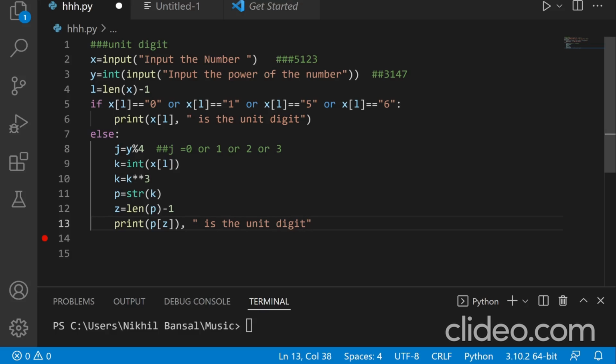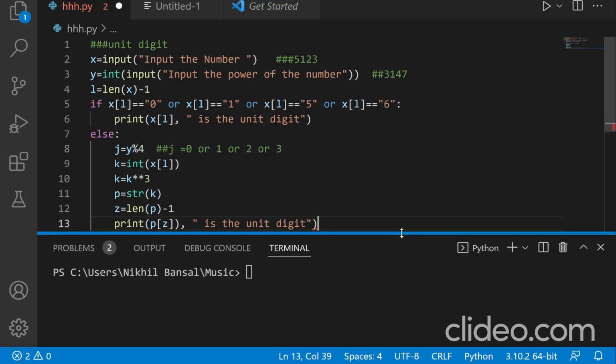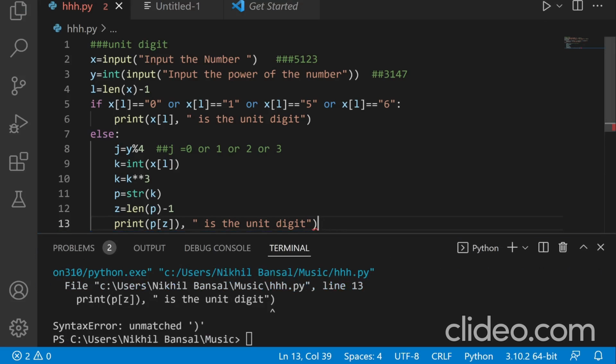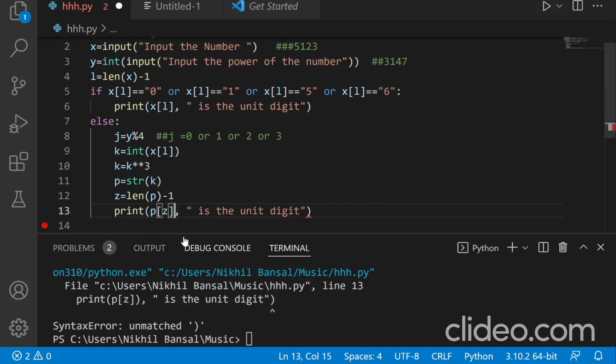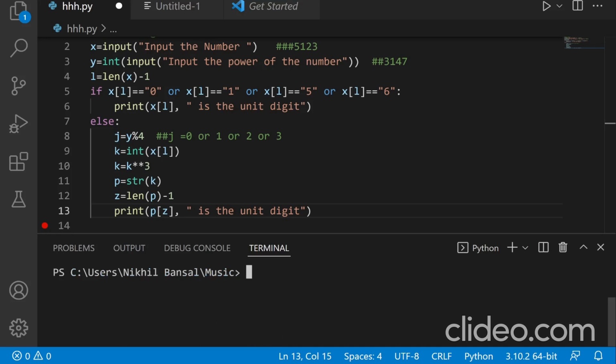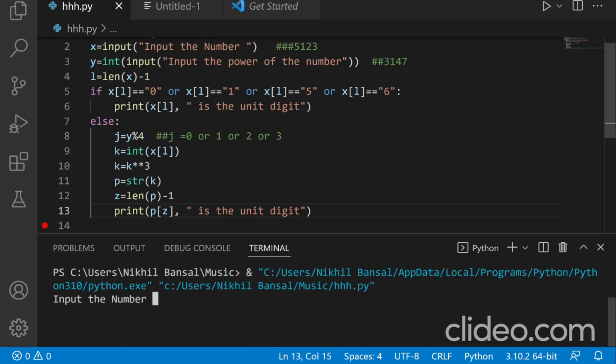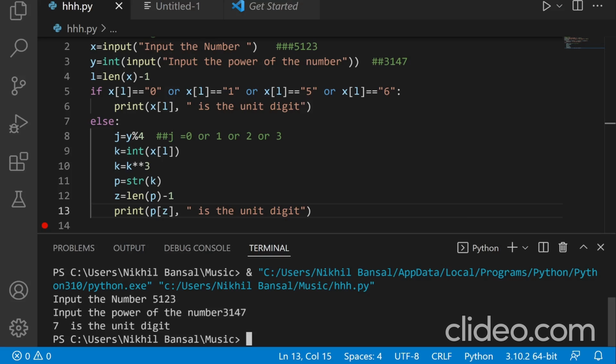Correct, guys? I hope it's okay. No syntax error I can see. So let's run this program now. Okay, this bracket is an extra bracket. Right. So let's run this. 5123, input the number, input the power, 3147, and 7 is the right answer.